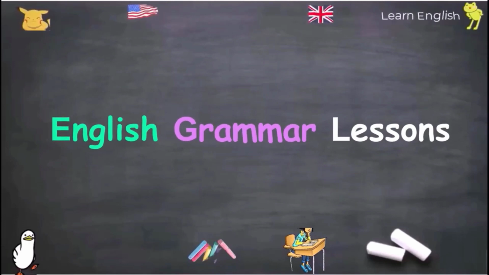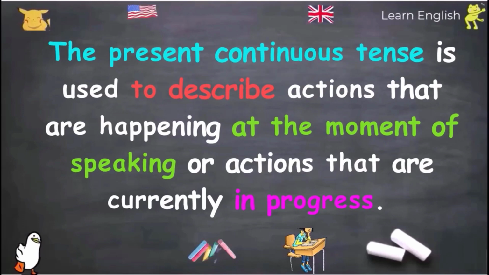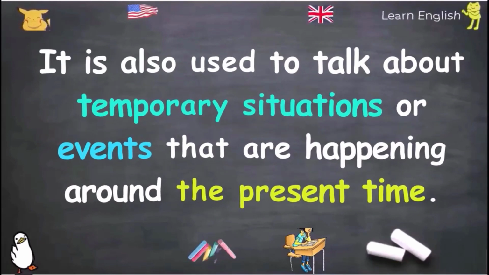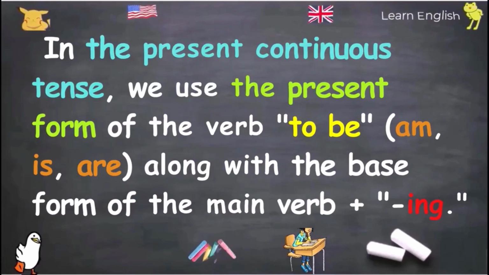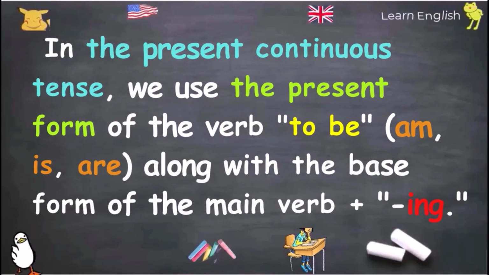English grammar lessons. Present continuous tense. The present continuous tense is used to describe actions that are happening at the moment of speaking or actions that are currently in progress. It is also used to talk about temporary situations or events that are happening around the present time. In the present continuous tense, we use the present form of the verb to be, am, is, are, along with the base form of the main verb plus ing.